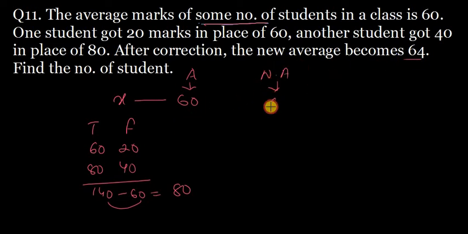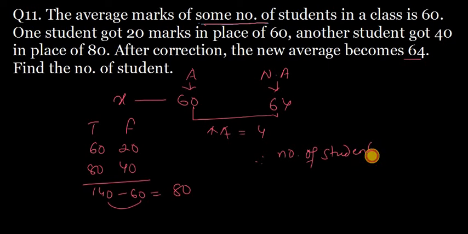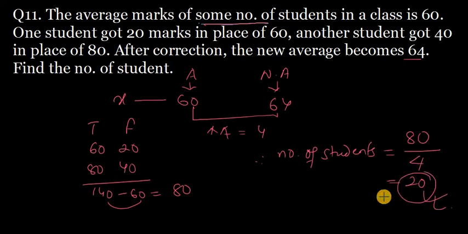becomes 64. The average has increased from 60 to 64, so the increase in average is 4. Therefore, the number of students is the total difference of 80 divided by the increase in average, 4, which equals 20. This is the number of students in the class.